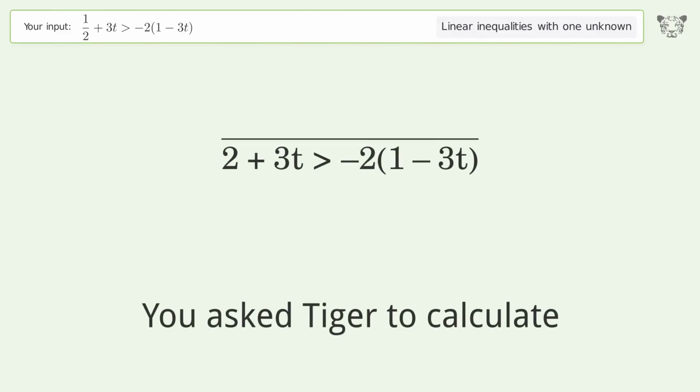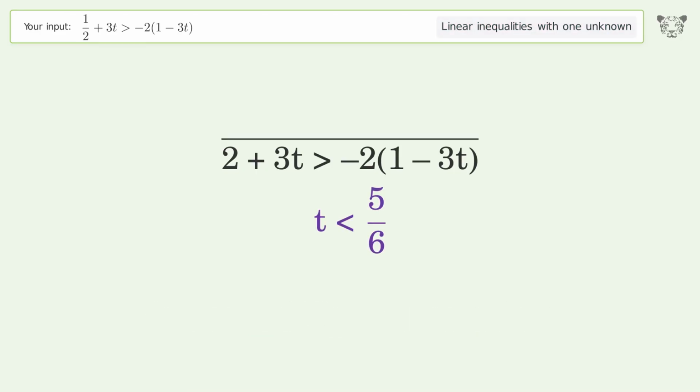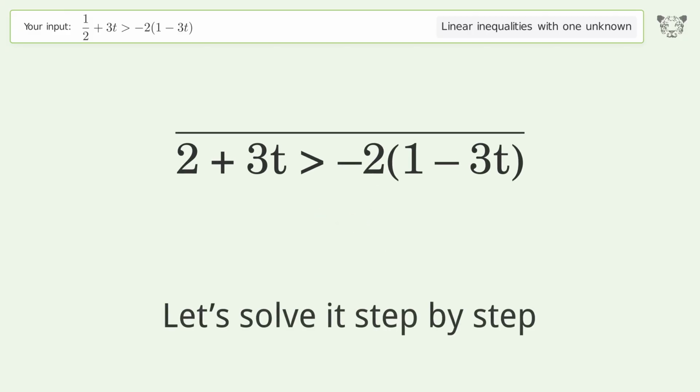You ask Tiger to calculate. This deals with linear inequalities with one unknown. The final result is t smaller than 5/6. Let's solve it step by step.